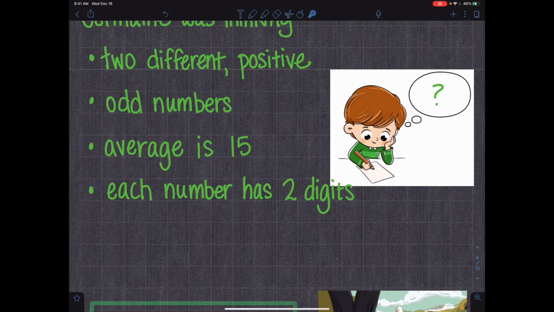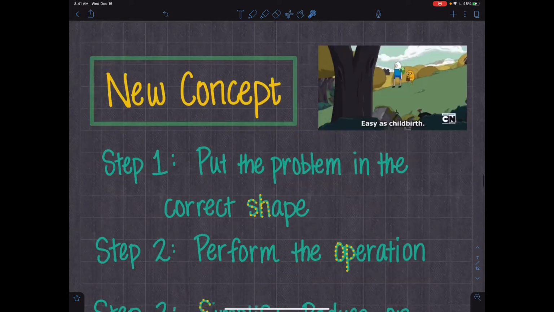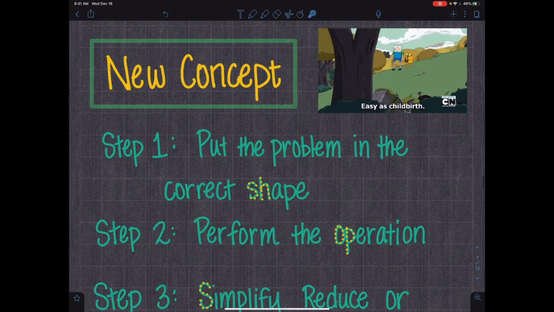357. Who knows? But I'll tell you, the average of those numbers is the number 15. And each number has 2 digits. So it's not going to be 7 and 21. It's going to be like, I don't know, 13 and 19 or something like that. So what do you think it is? I'll let you pause it there and figure it out. And I'm going to move right on to the new concept.